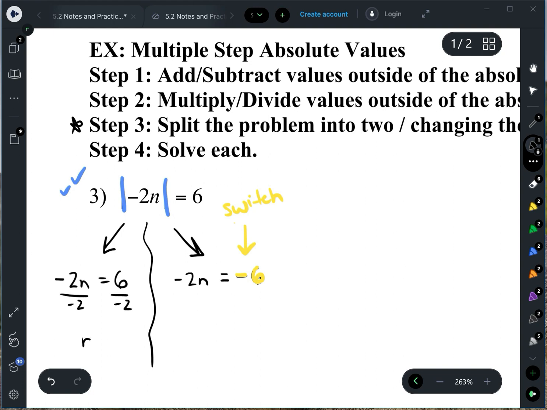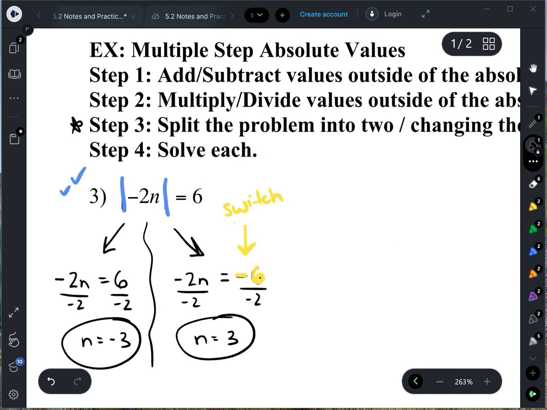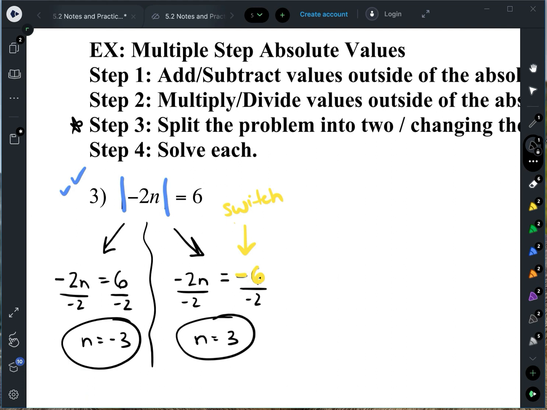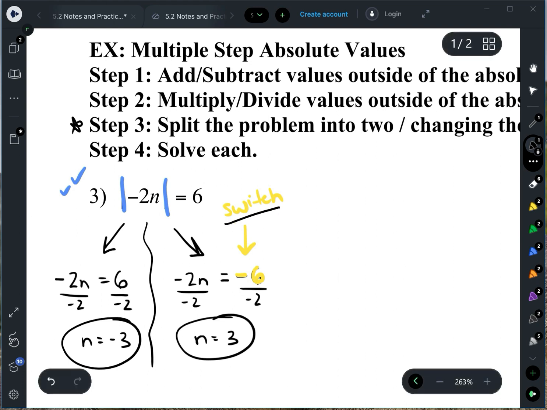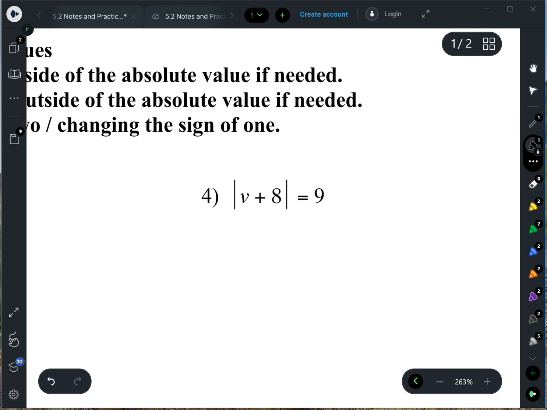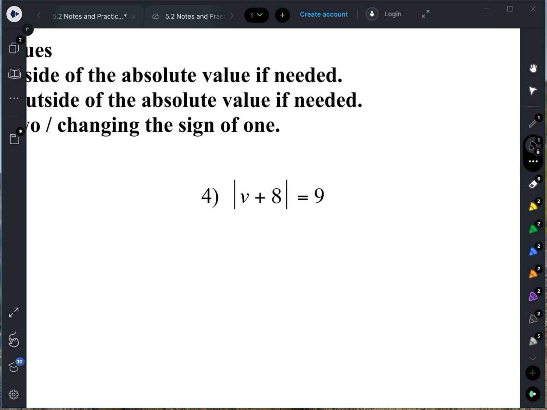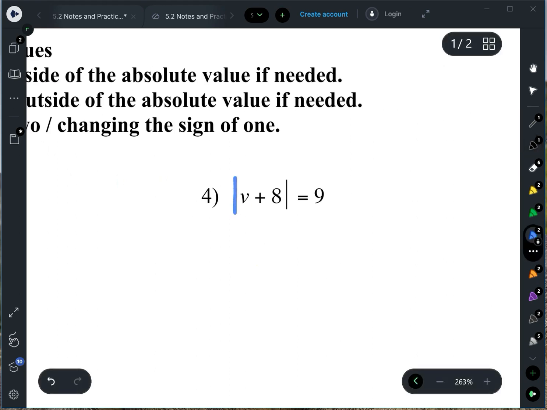So divide each side by -2, n equals -3. Divide by 2. You're going to see how this one's slightly different, n equals 3. It's not always one's positive, one's negative, so don't fall into that trap, but that's the idea. Switch one side, keep the other the same.